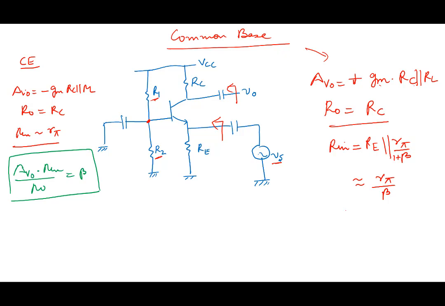In this case, if I do AV0 Rin by R0, so remove RL for a moment. RL is not there, so only RC is there. AV0 Rin by R0, this you see is equal to 1.